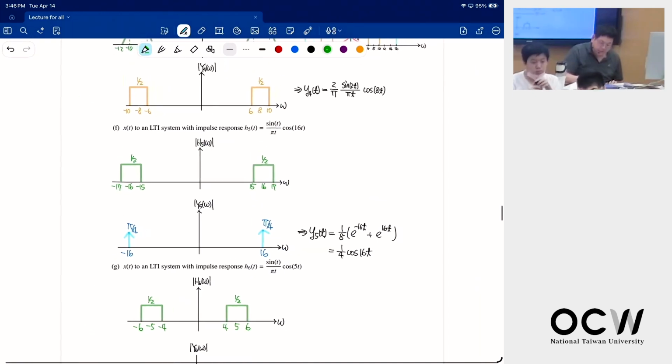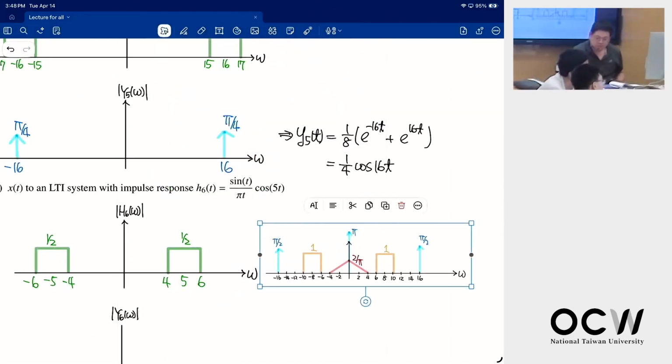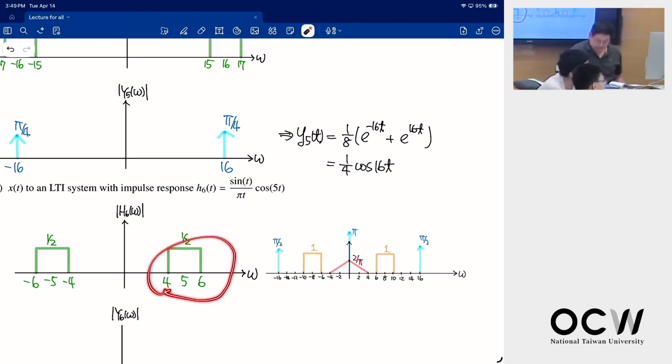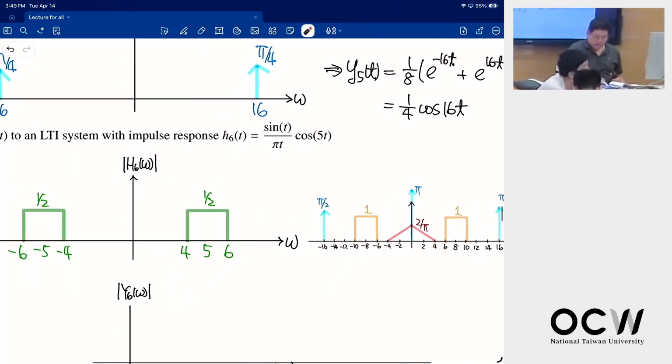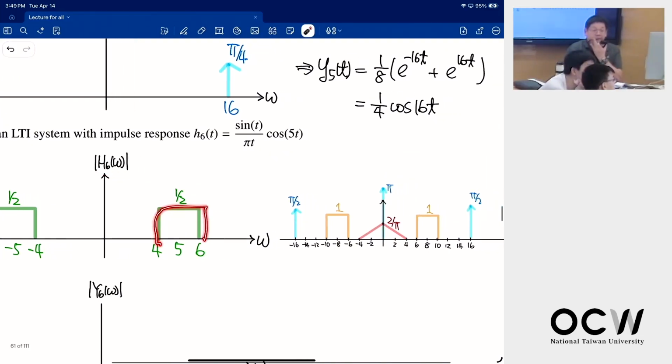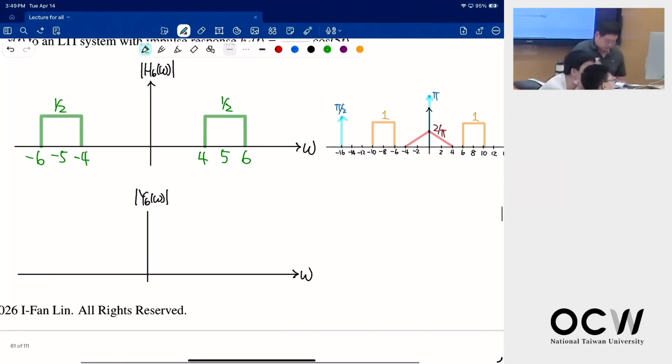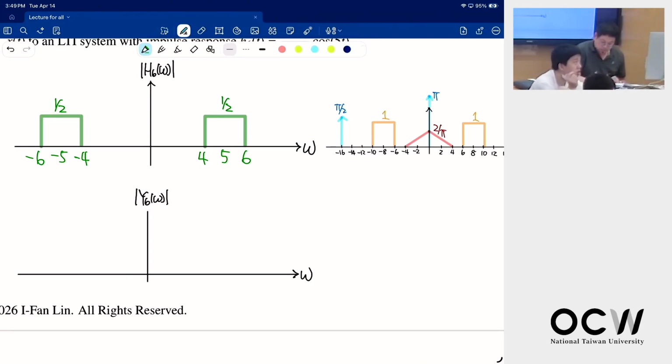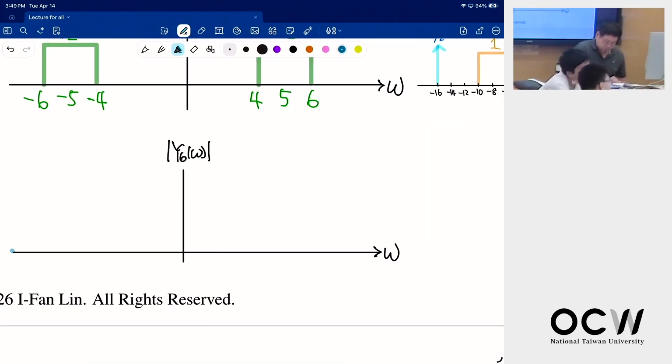In this case, what is the output? 5 or 6, I have a value, but 5 or 6 here is 0. Here is 0. Okay, h, this is x. H times x, I only have values from 4 to 6, right? But here is nothing, nothing. So the output is what? 0. So this is 0.